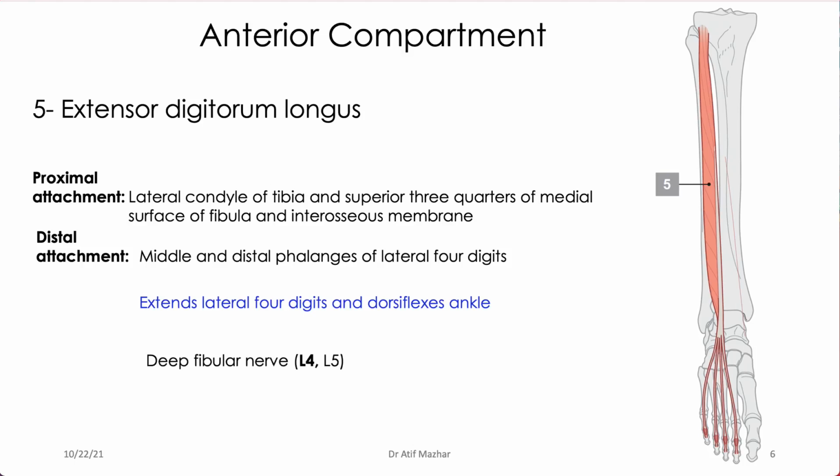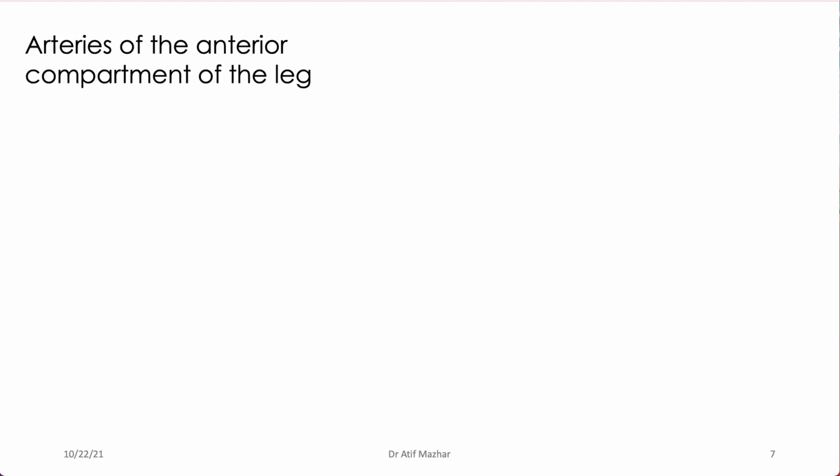There is another muscle which some books are writing, some books are not writing. That is fibularis tertius, and that muscle is presumed to be a detached part of this extensor digitorum. So I'm not showing that muscle here, but if you find that muscle, don't get surprised, oh, one muscle has not been mentioned. The name of this muscle is fibularis tertius.